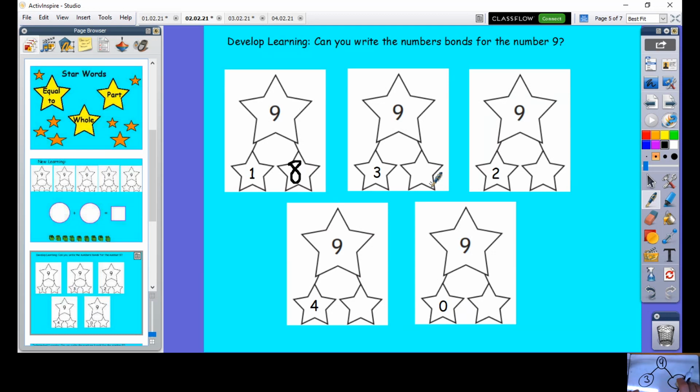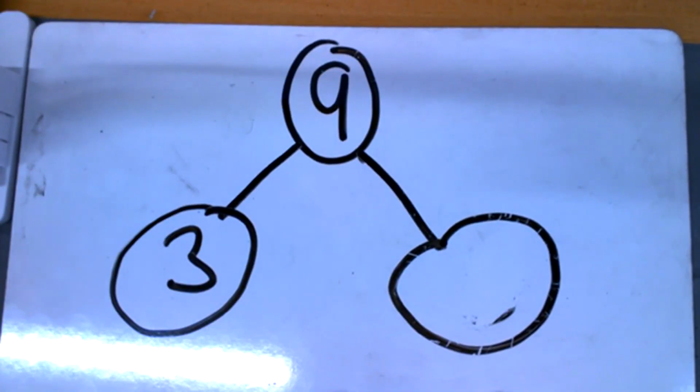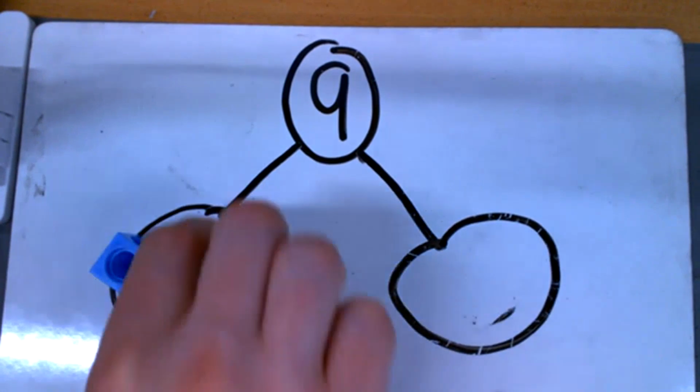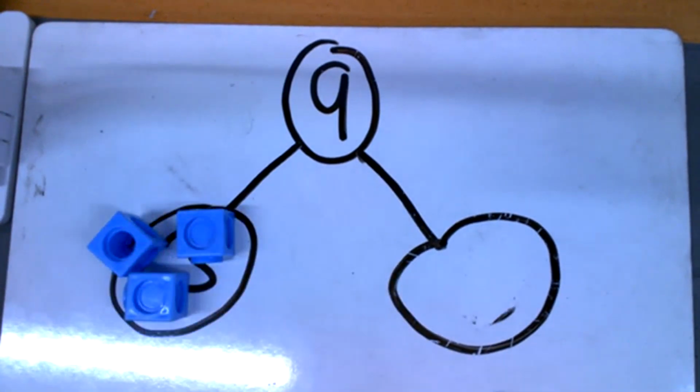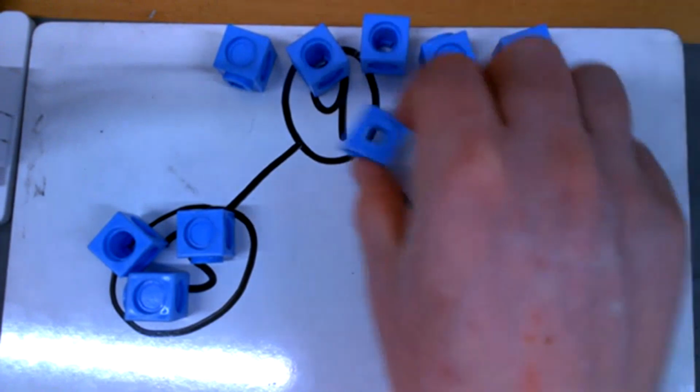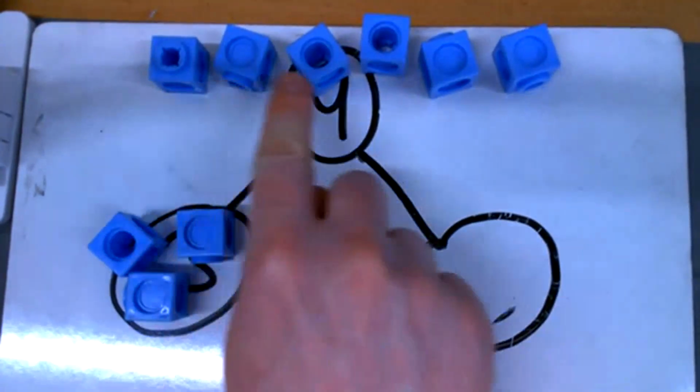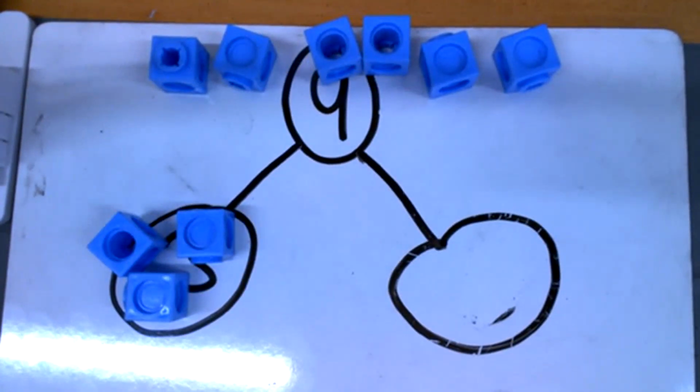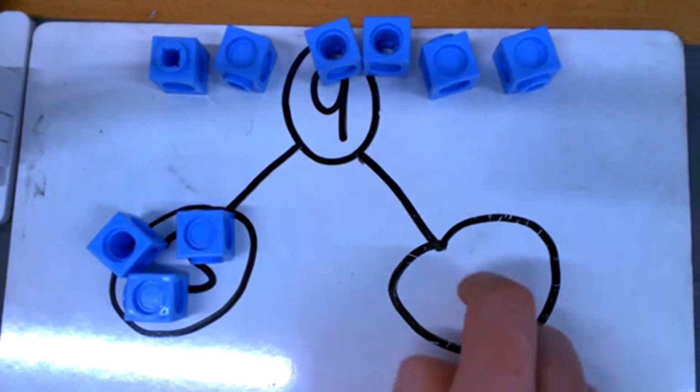Okay. So if we look at the visualizer, 1, 2, 3. I've got my 3 there. Now I've got all of these cubes up here. What do I need to do with these cubes? I've got 3 in this part. What should I do with these? Yes, I need to put them in here, don't I?